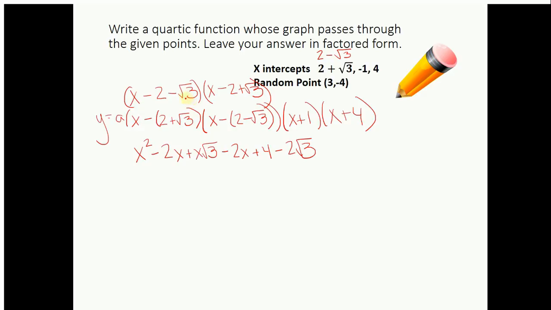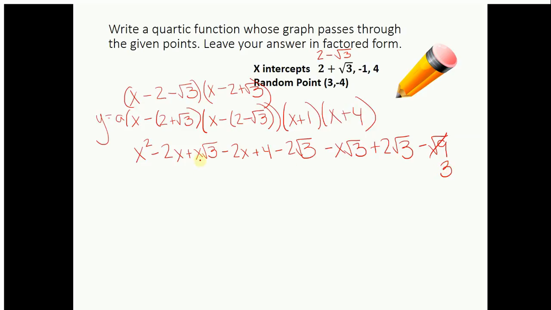Whew, we're almost there. Negative square root of 3 times x, that is a -x square root of 3. Positive 2 square root of 3. And then negative square root of 3 times the square root of 3, that is a negative square root of 9. Right? Which we know that's just 3.